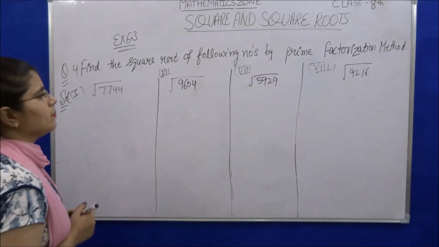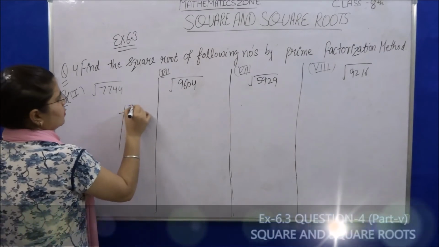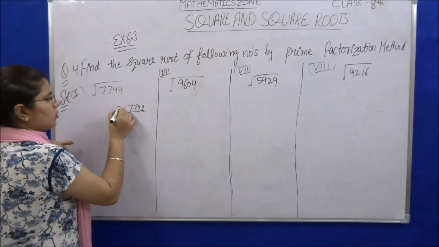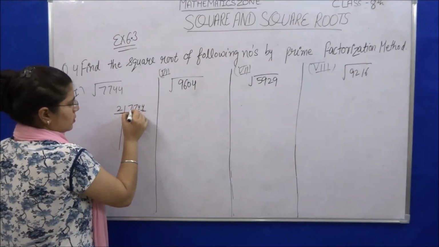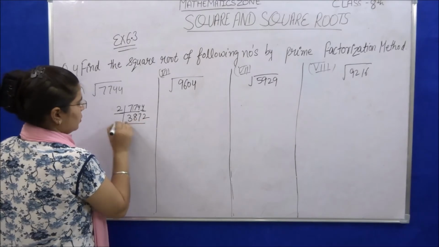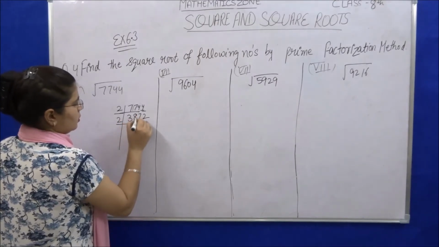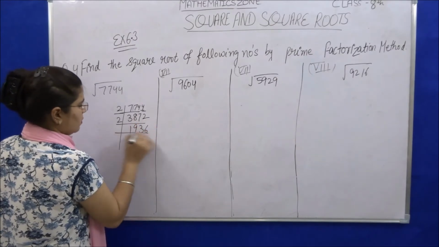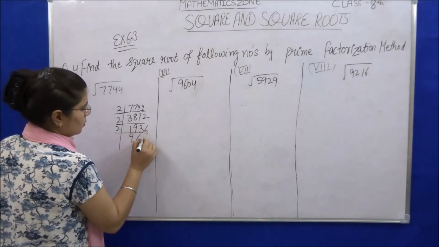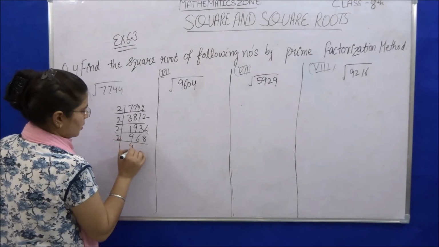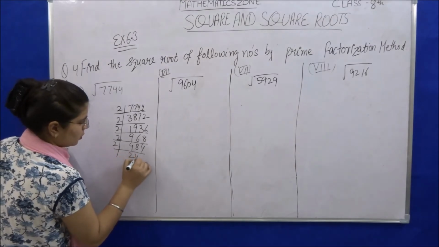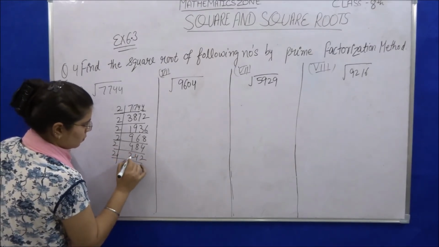Now let's do the next part. 7744. Now here at the unit digit 4 is present, so we will choose the number 2. 2 3s are 6, 2 8s are 16, and 2 7s are 14, 2 2s are 4, 2 3s are 6, 2 6s are 12, 2 9s are 18, 2 6s are 12, 2 8s are 16, 2 4s are 8, 2 8s are 16, 2 4s are 8, 2 2s are 4, 4 2s are 8, 2 2s are 4, 2 1s are 2, 2 2s are 4.